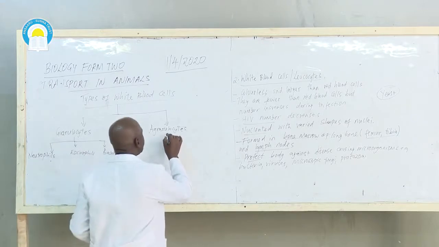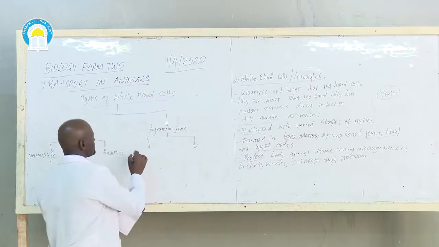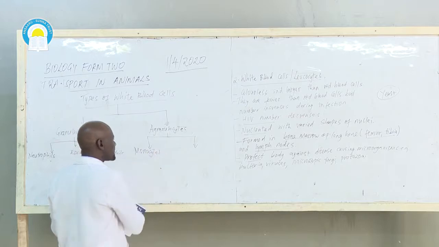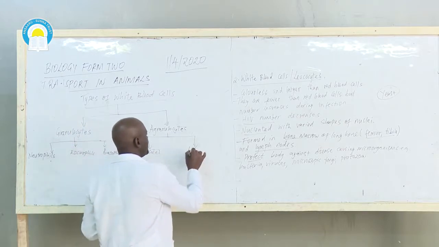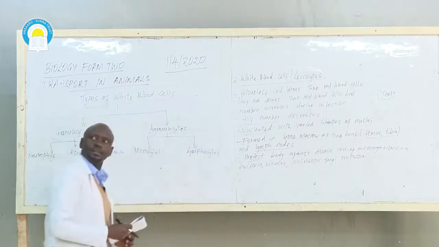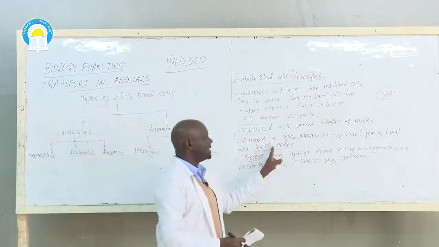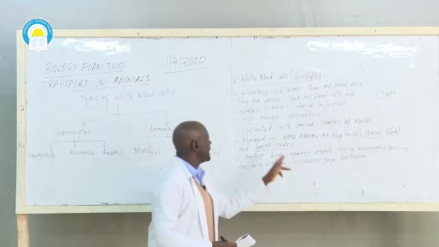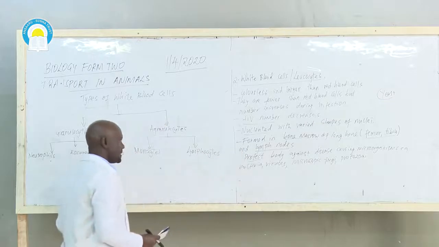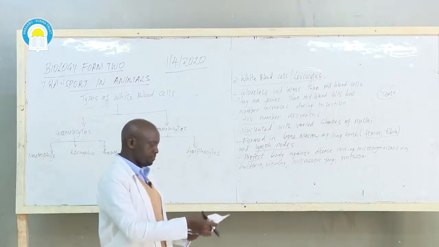Then agranulocytes, we have two main types. We have the monocytes and we have the lymphocytes. Lymphocytes are formed, as you can see, in the lymph nodes. That's the name. Lymphocytes in the lymph nodes. All the others are formed in the bone marrow of long bones.